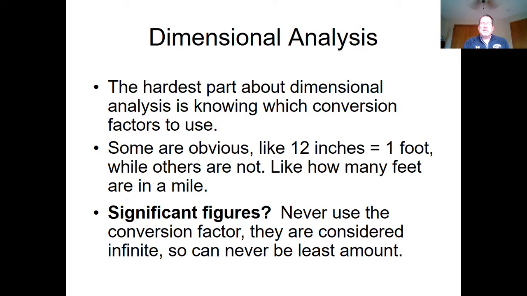The hardest part about dimensional analysis is knowing which conversion factors to use. Some are obvious, like 12 inches in a foot. Others are not, like how many feet are in a mile. That's why we give you a laundry list of things to help, but not everything in the world's on there. So some things you might have to think of, like how many pounds are in a ton. Significant digits never use the conversion factor. They are considered infinite because they are equalities that are equal to 1.